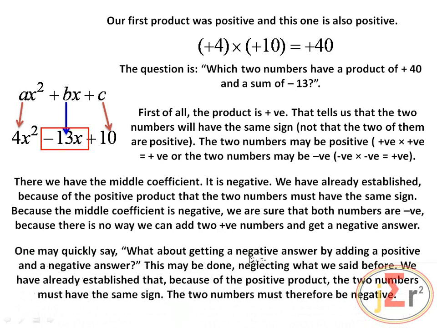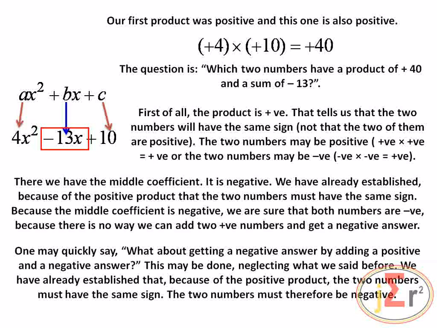One may quickly say, what about getting a negative answer by adding a positive and a negative number? That will work. If we are adding a positive and a negative number and the negative is larger, then we are sure that the sum will be negative. For sure, if we add a negative and a positive, it is possible for us to get a negative answer.